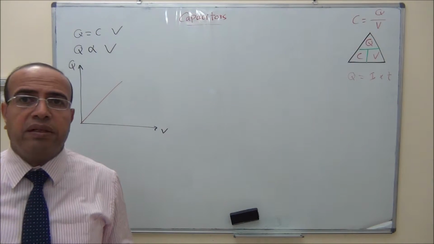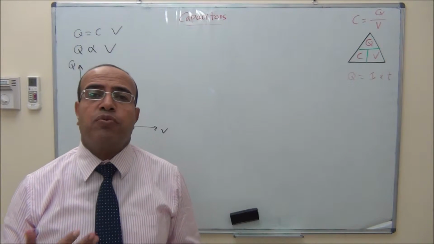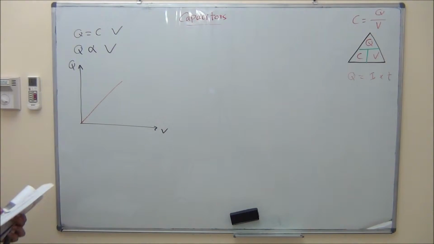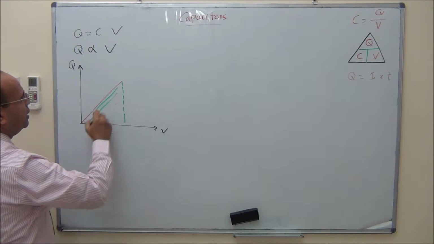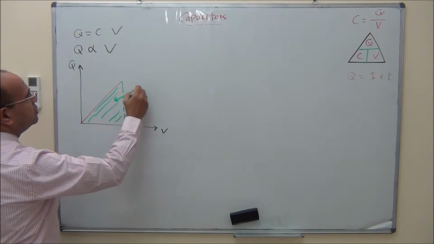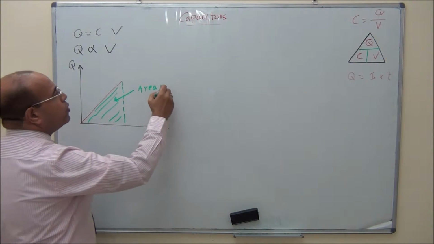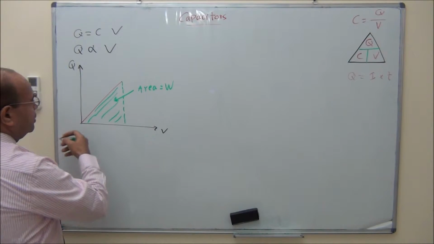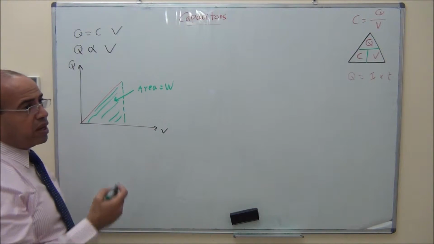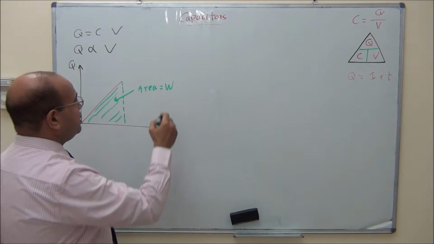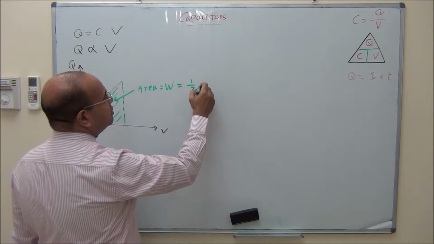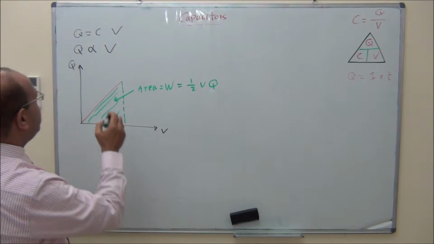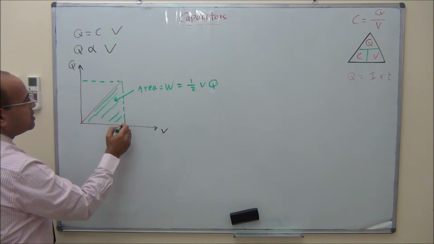The area under this graph represents the work done, the energy stored in the capacitor. So the area under this graph represents the work done, represents the energy stored in the capacitor. What is the area of this triangle? It is a triangle now. It's half base times height. So the energy of the capacitor is half V times Q. Take care, if you have this graph, you have to take the maximum charge with the maximum voltage.